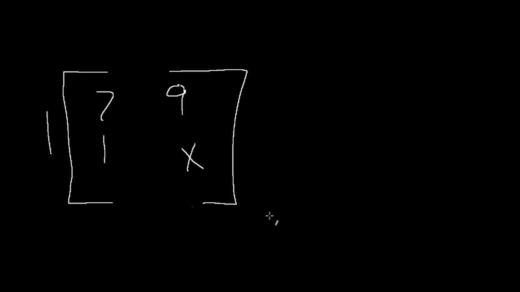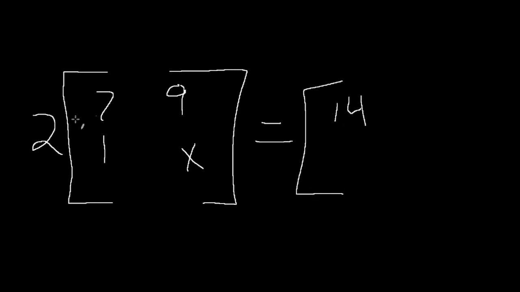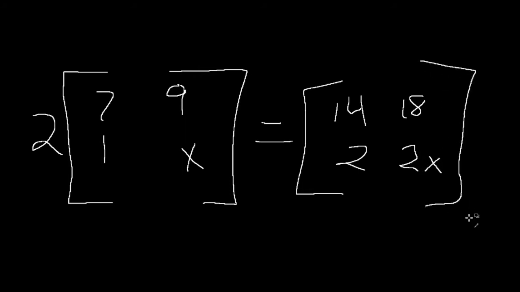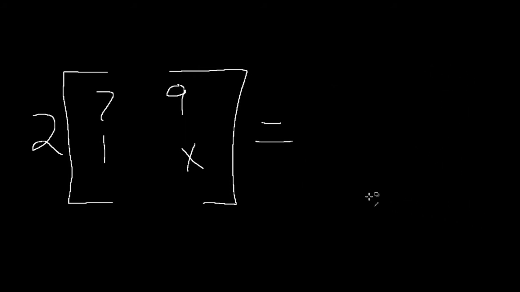So if it's a 1, well, there's always a 1, so it would just equal the same thing. If it's a 2, every element is doubled, so this would equal 14, because 2 times 7 is 14, 2 times 9 is going to be 18, 2 times 1 is 2, 2 times x is 2x. So there's that. I'll hit undo a bunch of times, and I want to show you another example.